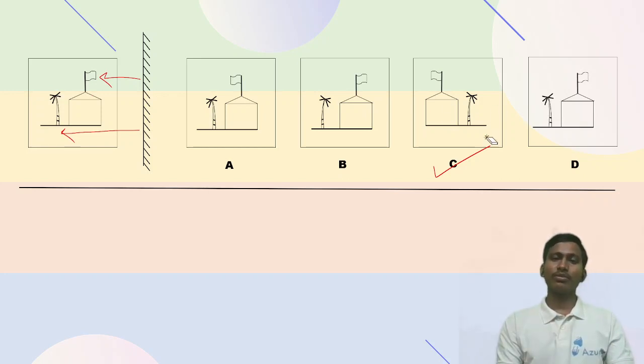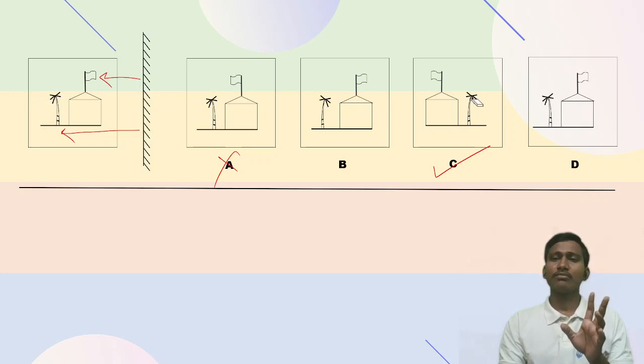So it should be away from the mirror. So here is the answer. That is why the answer will not be A. Here the first is the tree given. So that is why it is not the answer. So the answer option will be option C. Understood?